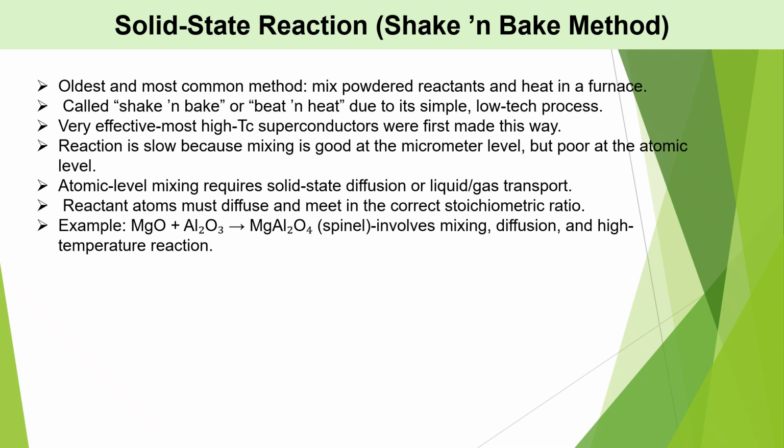However, the limitation is that mixing of reactants is only good at the micrometer scale but poor at the atomic level. So even if powders look well mixed, the atoms of different elements are far apart. To achieve atomic level mixing, the reaction depends entirely on slow solid state diffusion or occasionally on solid or liquid phase transport when volatile species form. A typical example used to illustrate the mechanism is the formation of spinel MgAl2O4 from MgO and Al2O3.